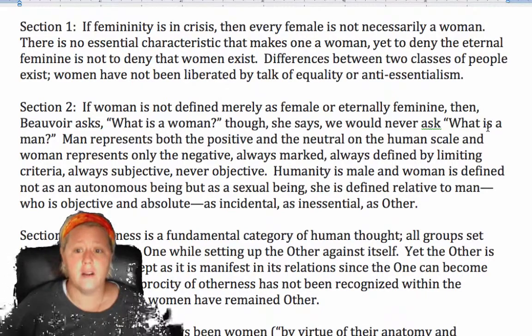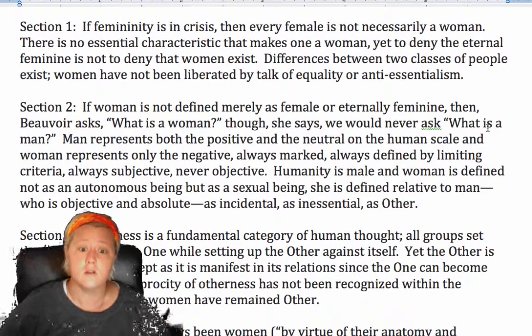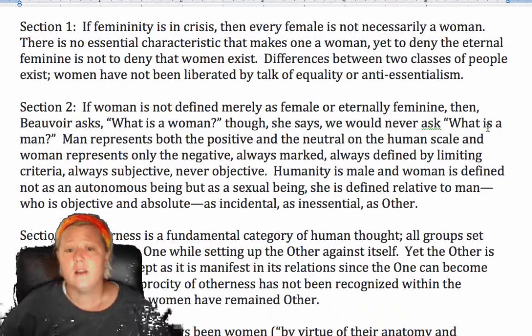Humanity is male, and woman is defined not as an autonomous being, but as a sexual being. She is defined in relation to man, who is objective and absolute, as incidental and inessential. She is defined as other.